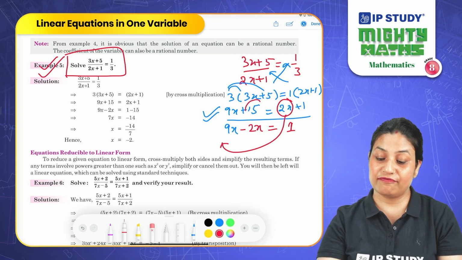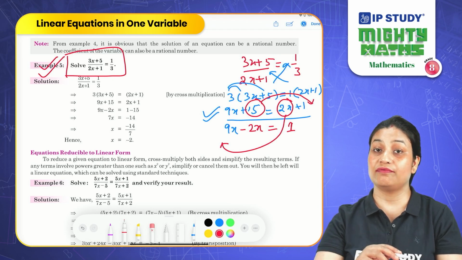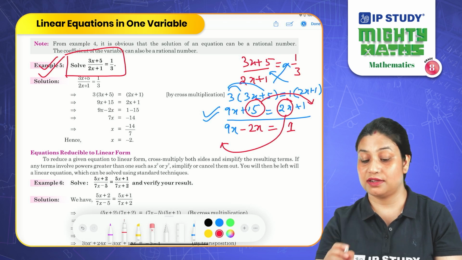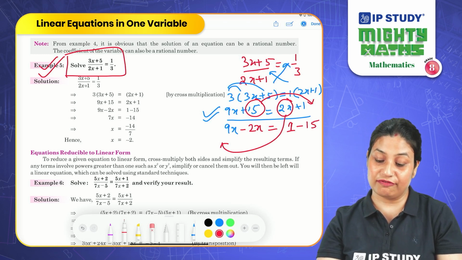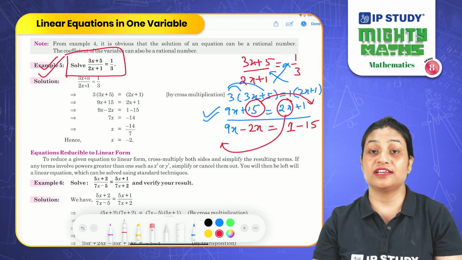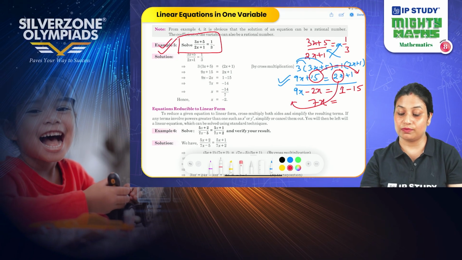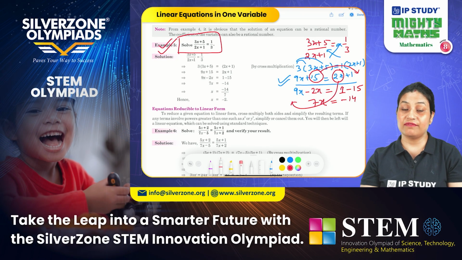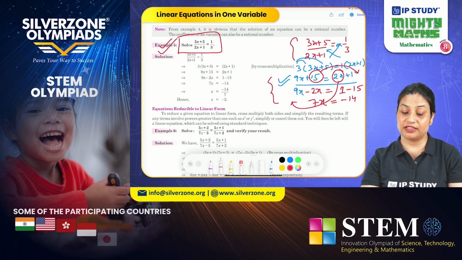Now I have plus 15 on my left hand side. I have to move it to the right hand side. So when I'm moving 15 from left hand side to right hand side, and since it is plus, it will become minus. So I will write minus 15 over here. So what you are left with? 9x minus 2x. What it is? It is 7x equals to 1 minus 15 is how much? Minus 14, right? Now we have applied cross multiplication till here and we have applied transposing method till here.